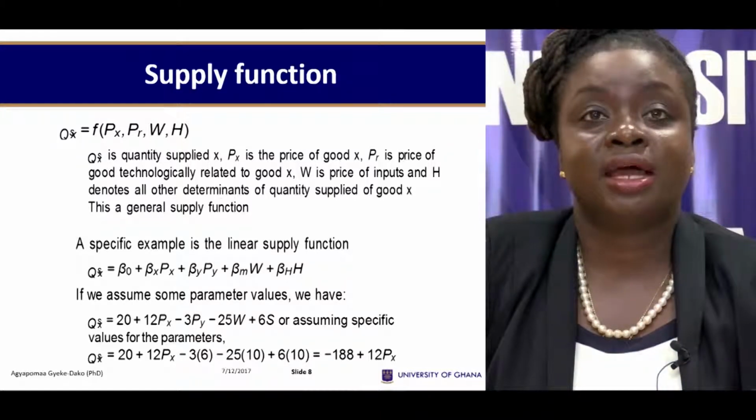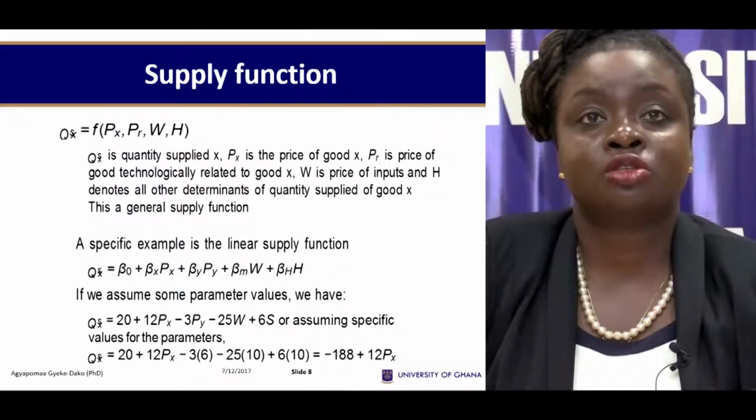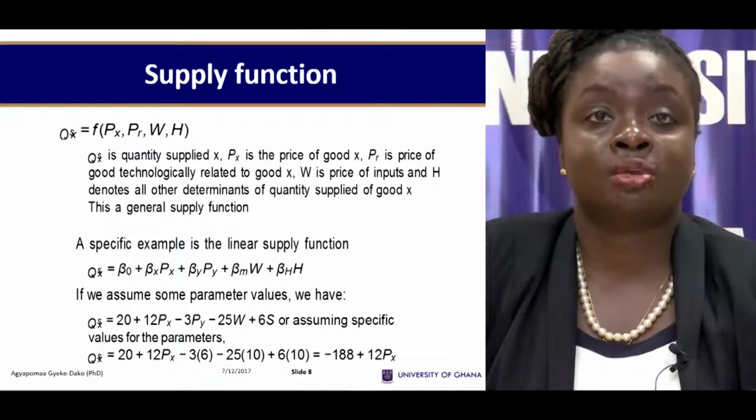Beta M we expect would have a negative sign, because if the price of an input went up, then obviously the cost of production would go up and producers would put less on the market for sale.